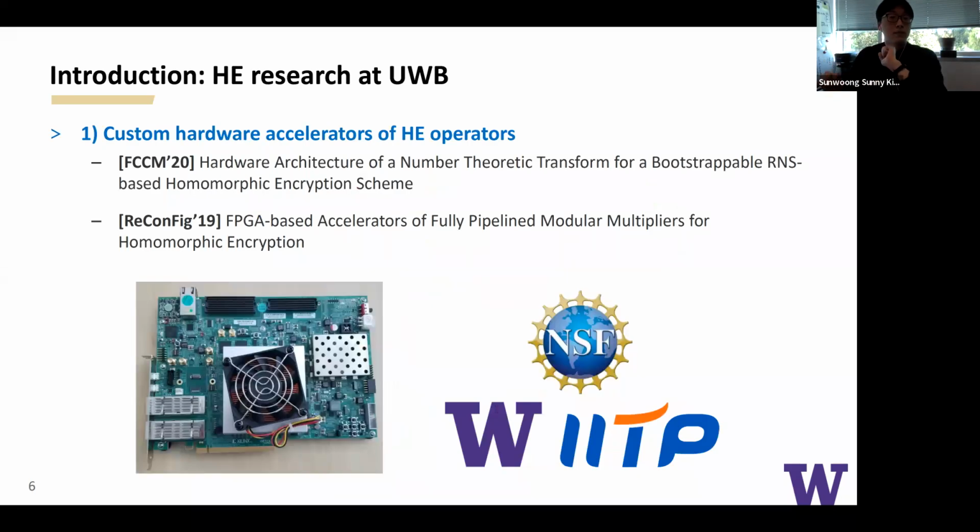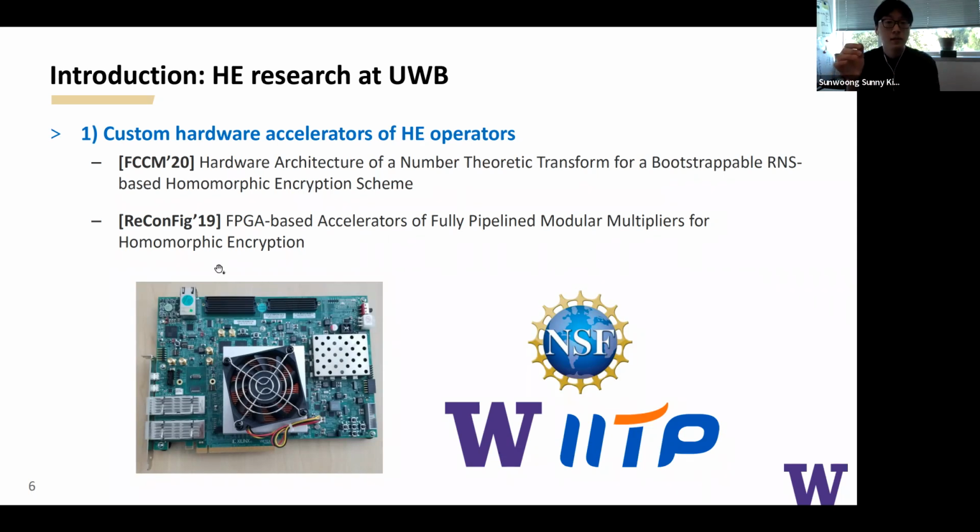So from this slide, I'm going to talk about my research. At Bothell, I have done some research on homomorphic encryption, and I'd like to introduce it briefly. The first topic is custom hardware accelerators for homomorphic encryption operators. Specifically, a big FPGA is used for this research.